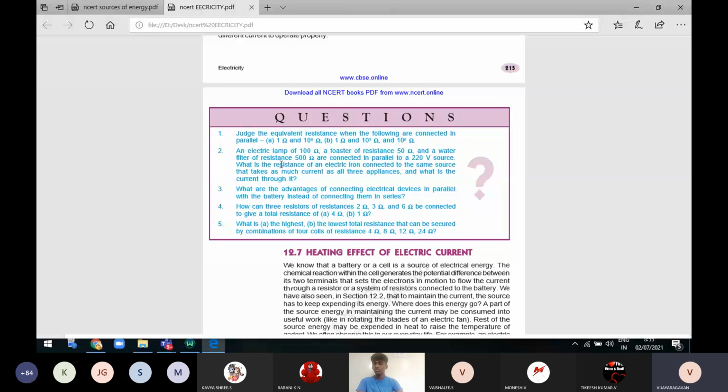So I want to change the circuit. First of all, if I put 2 and 3 in series and 6 in parallel, that won't be right. I can put 2 and 3 in parallel and 6 in series. If I put 2 and 3 in parallel, then 1 by RP is equal to 1 by 2 plus 1 by 3.